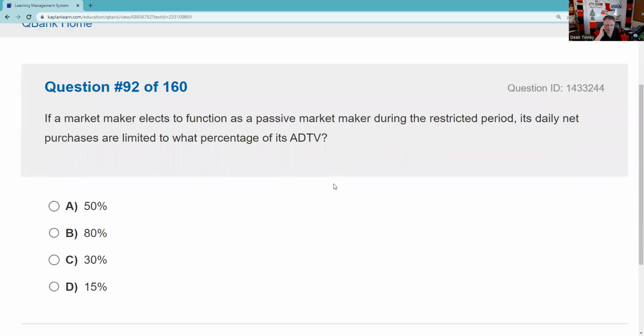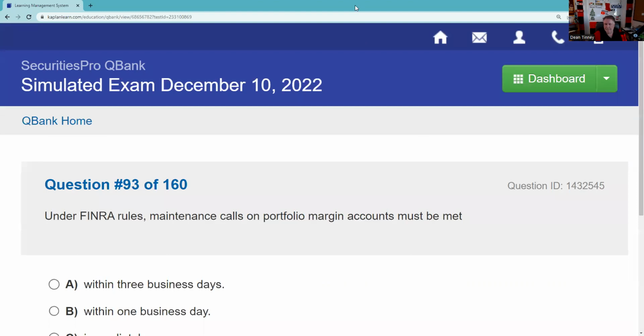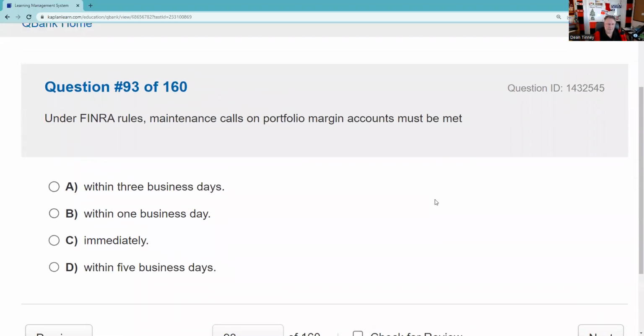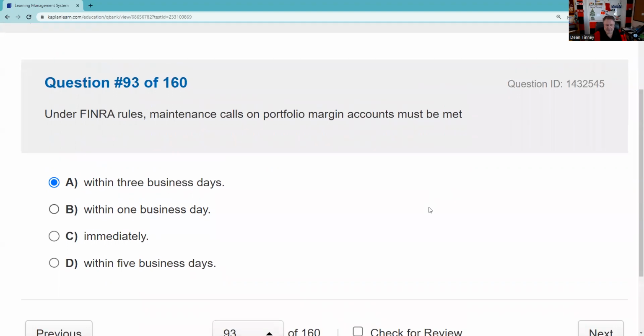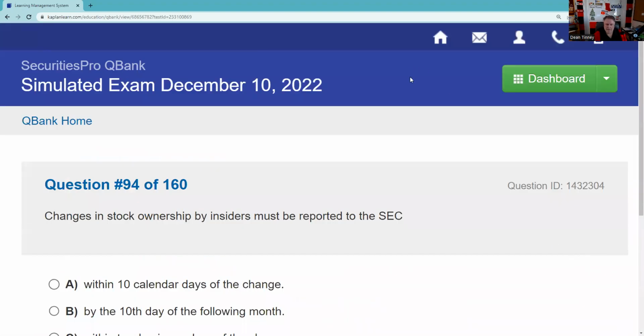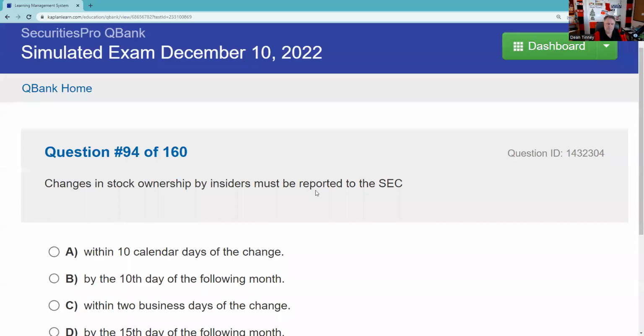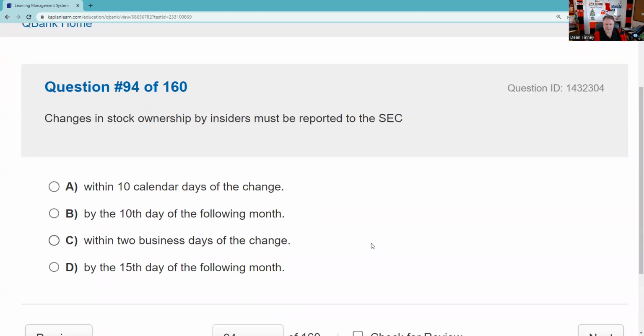Question 92. If a market maker elects to function as a passive market maker, so rather than withdraw, they go passive, during the restricted period, its daily net purchases are limited to what percentage of the average daily trading volume? It is 30%. Question 93. As we said earlier, one of the advantages of having a portfolio margin account is your maintenance calls don't have to be met as promptly. They can be met within 3 business days. So the answer is A. Question 94. Changes in stock ownership by insiders must be reported to the SEC within 2 business days. That is called Form 4. Form 4.